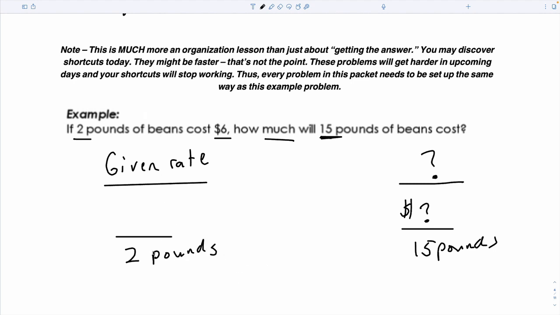Okay, and the 2 pounds costs $6. Does the top match the top? Yeah. Does the bottom match the bottom? So you have 2 pounds and 15 pounds. Your label matches. Not the number, but the actual thing of what it is. Pounds are on the bottom, money's on top. That's what I need to know.